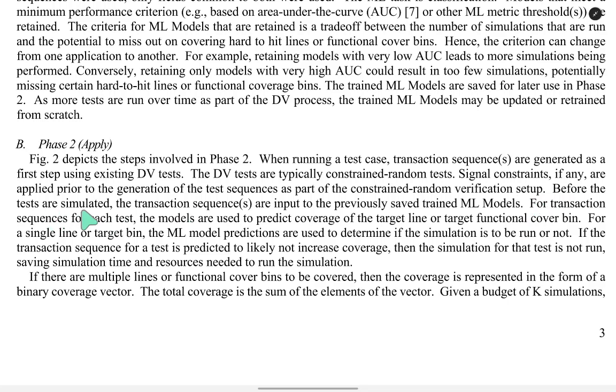Before the tests are simulated, the transaction sequences are input to the previously saved trained ML models. For the transaction sequences of each test, the models are used to predict coverage of the target line or a target functional cover bin. For a single line or a target bin, the ML model predictions are used to determine whether the simulation is to run or not. If the transaction sequence for a test is predicted to likely not increase coverage, then the simulation for the test is not run, saving simulation time and the resources needed to run a simulation.